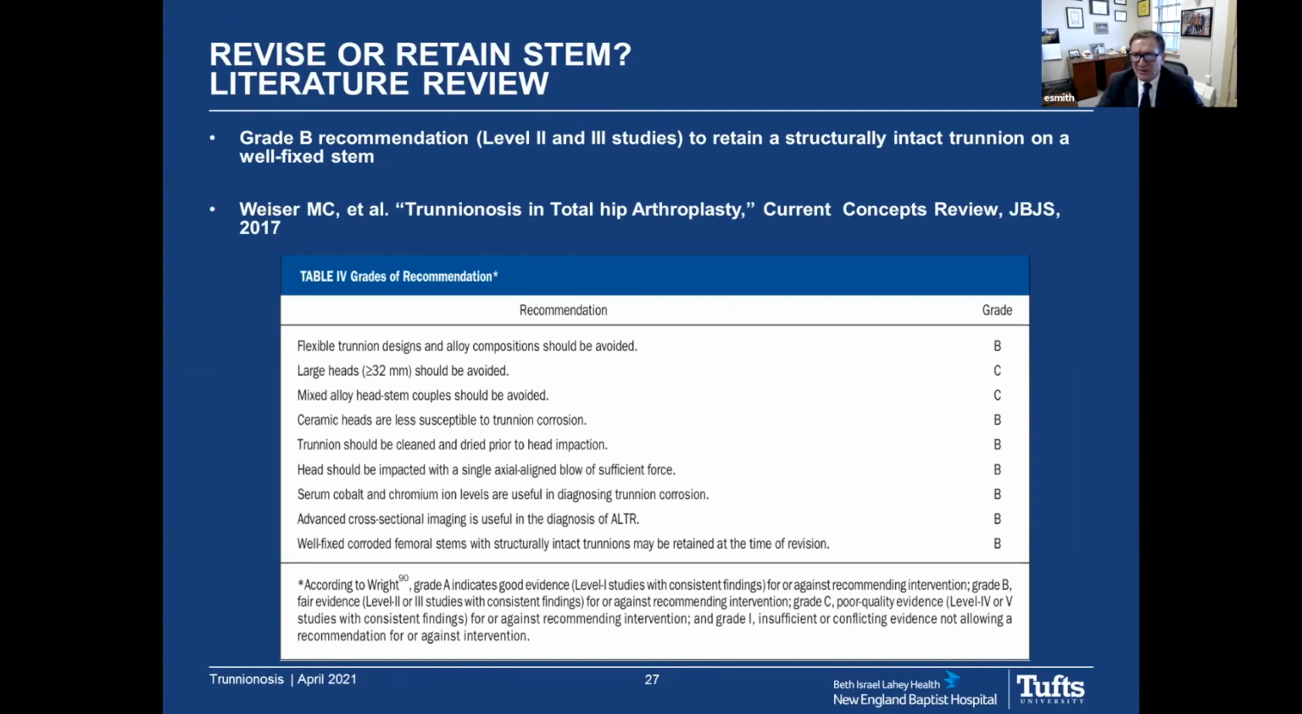And they grade some of these recommendations as A, B, and C. Like most orthopedic studies, there are very few A recommendations. Most of it are the B's and C's. In particular, retaining a structurally intact trunnion on a well-fixed stem is a B recommendation. So well-fixed corroded stems with structurally intact trunnions may be retained at the time of revision. Recommendation B.